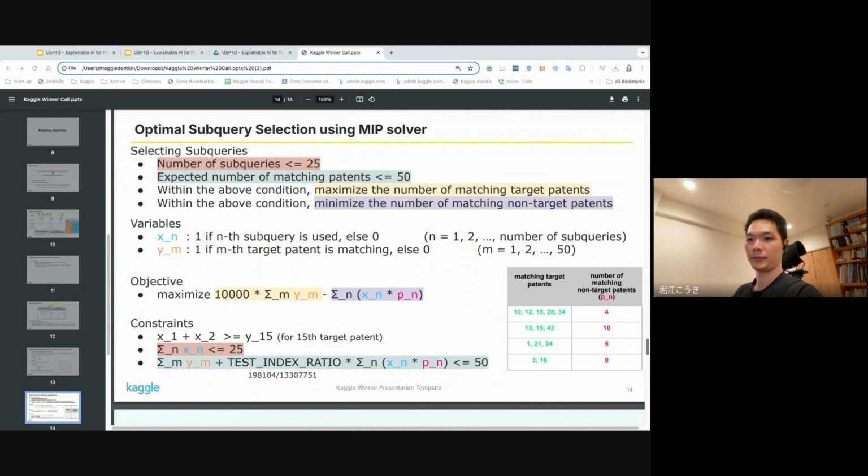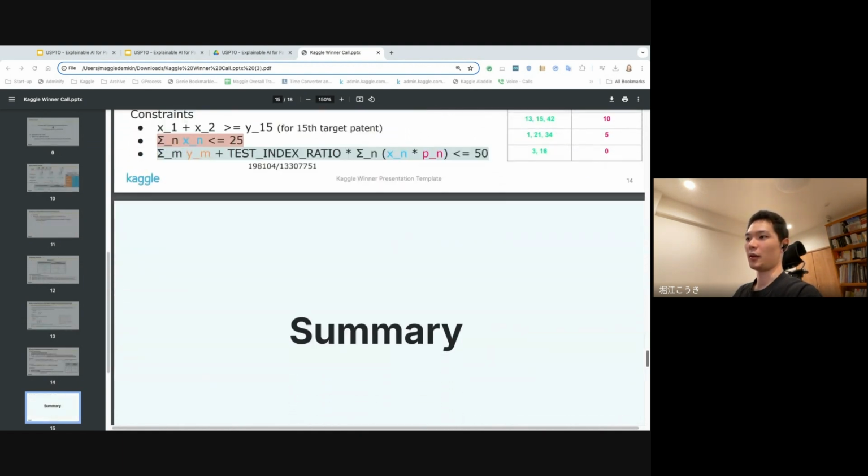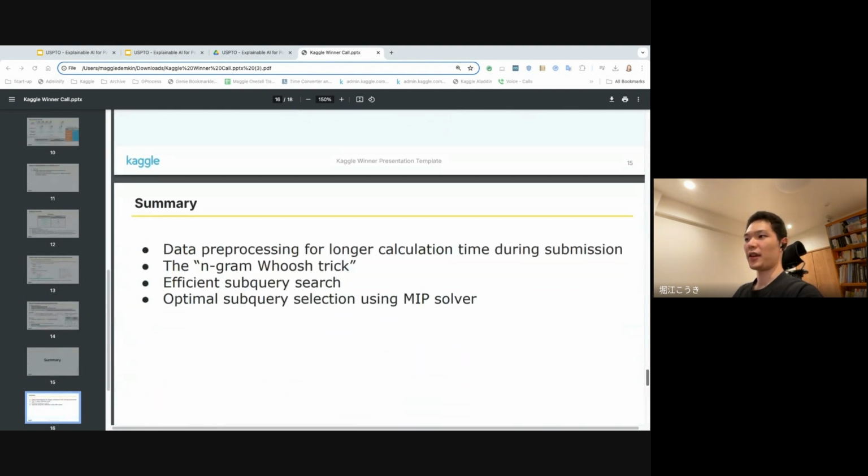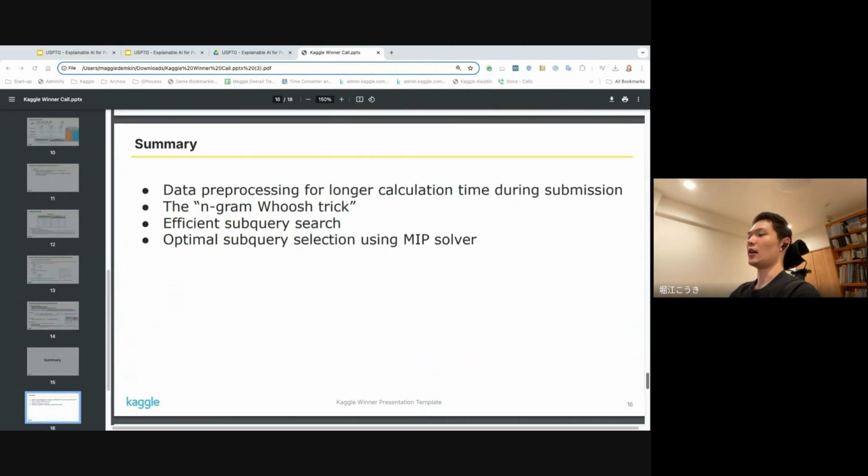So, this is the summary. The pre-calculation of the tokenizing and the data compression allowed longer time for essential calculation during the submission. And the full power of the n-gram trick was used, allowing efficient subquery search and selection of an optimal set of subqueries. Thank you for listening, and I'm open to any questions.